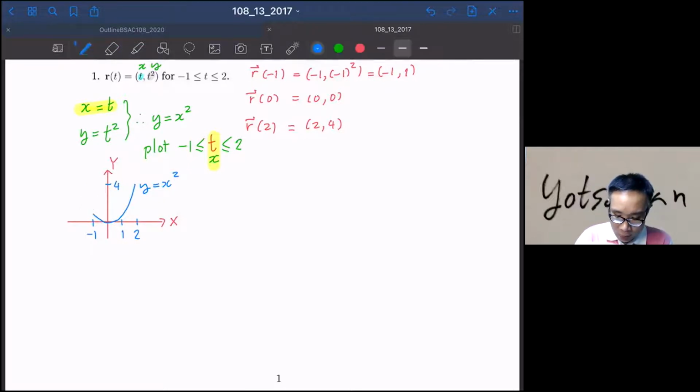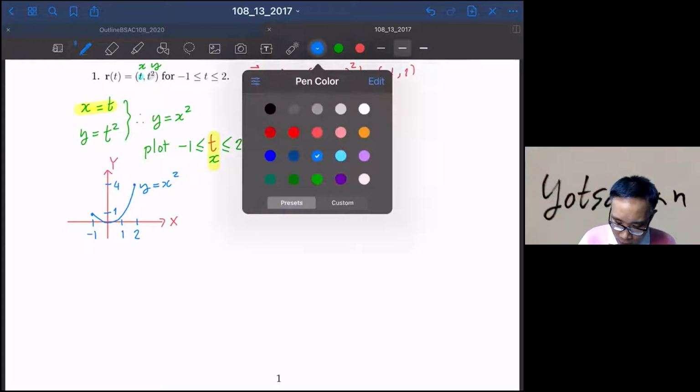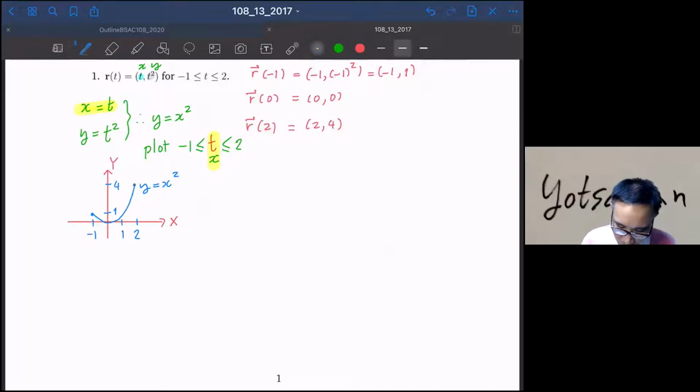Okay, so you don't care about the rest of the graph. You care only from -1, where the height is 1, to 2. You see the points of the parabola from before: you have the point (2, 4), the point (0, 0), and the point (-1, 1). And you see that t will increase from left to right.